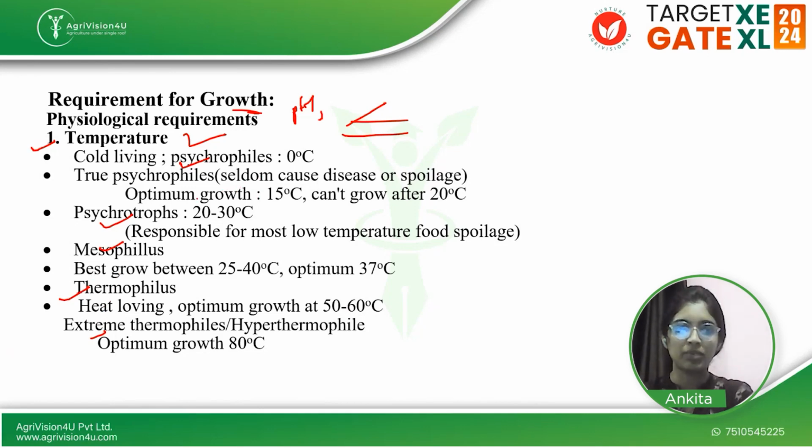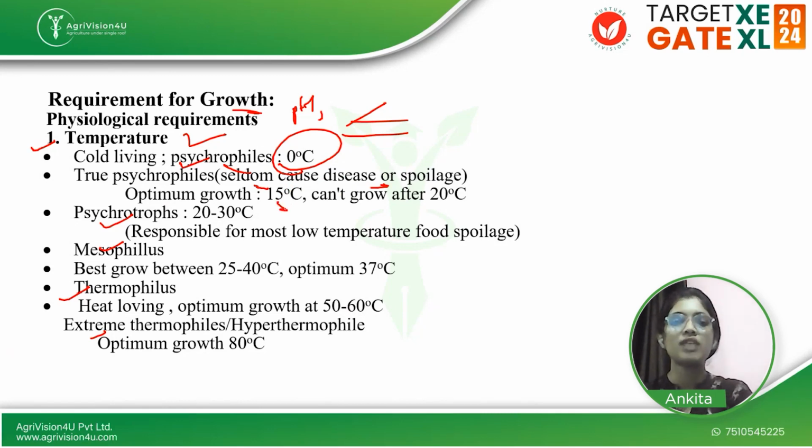Now, according to temperature, if your bacteria are cold living, if a cold condition is desirable for them, then we call them psychrophiles. For psychrophiles, the temperature is around 0 degrees Celsius. The true psychrophiles are seldom those that cause disease or spoilage. Now, when you go for the optimum, the optimum condition is the basic condition for the growth of most bacteria.